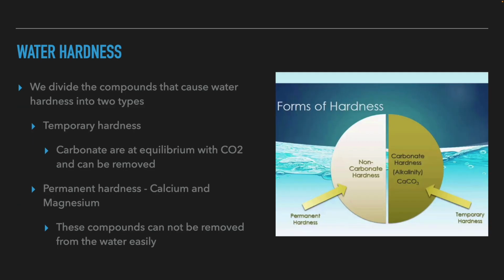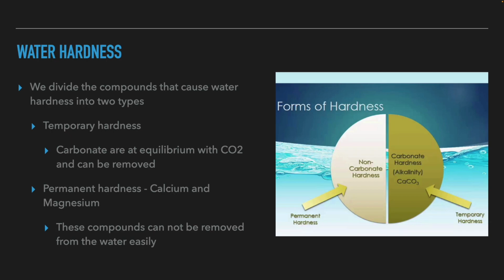Another term we need to know about water is water hardness. We divide water hardness into two main types. The first is temporary hardness. These are carbonates that are at equilibrium with CO2 and can be removed easily by boiling the water.